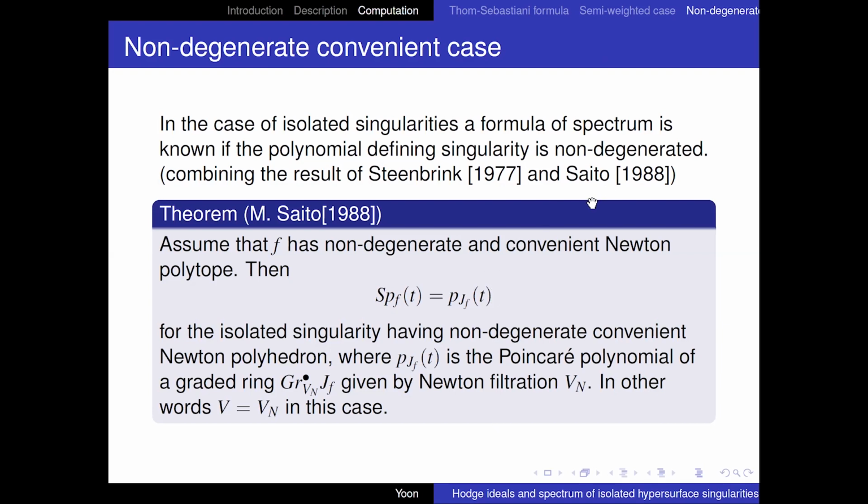Later theorem, I state a later theorem first. That is Saito's theorem. If F has a non-degenerate and convenient Newton polytope, then the spectrum is the Poincare polynomial of the graded ring of the Jacobian ring. Here, the grading is given by the Newton filtration. In other words, in this case, the V filtration and the Newton filtration are the same.